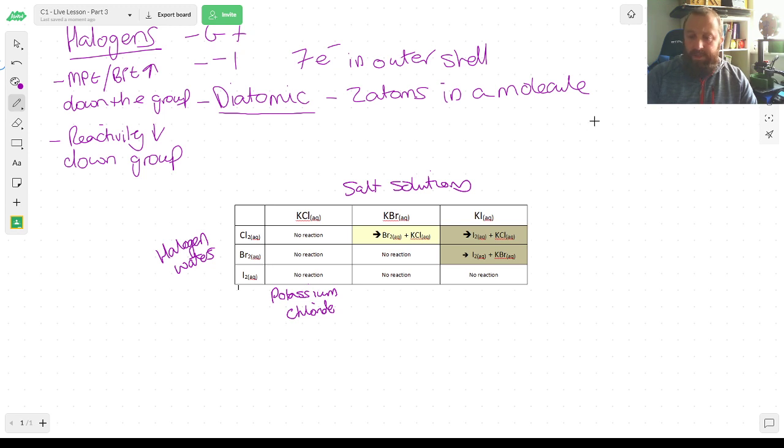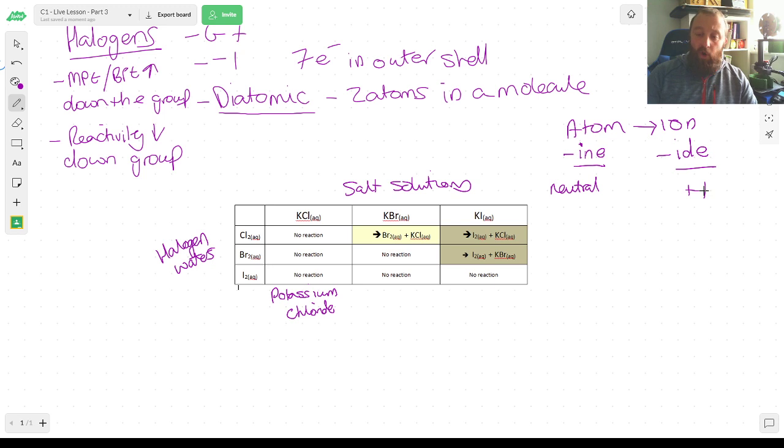The other thing that's worth noting is that when we go from an atom to an ion, the name of the halogen changes. We've got fluorine, chlorine, bromine, iodine, and these all end in INE. When they react and become an ion, the name changes so it ends in IDE. So chlorine becomes chloride, bromine becomes bromide, iodine becomes iodide. These ones have a neutral charge, and these ones all have a minus one charge.